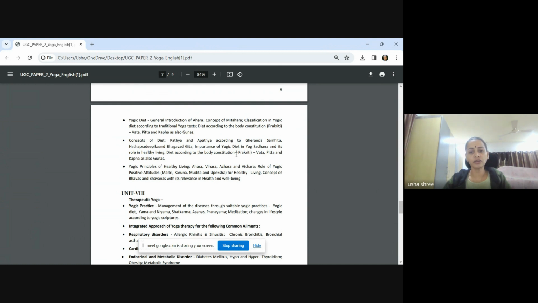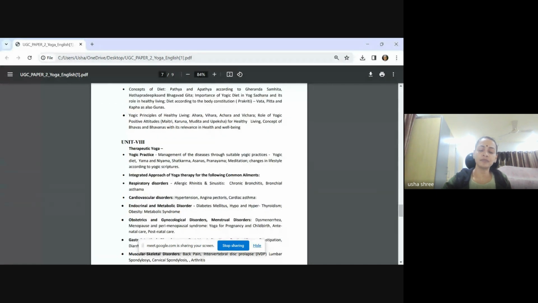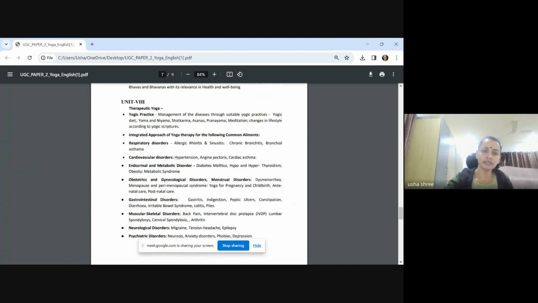Diet according to the body constitution, vata, pitta, and kapha, as also gunas. So yogic principles of healthy living, we have the Ayurvedic concept of ahara, vihara, achara, vichara, role of yogic positive attitudes, which are included in the Yoga Sutra itself, Maitri, Karuna, Mudita, Upeksha, for healthy living. Concept of bhavas and bhavanas with its relevance in health and well-being. So these are the topics of the 7th unit.